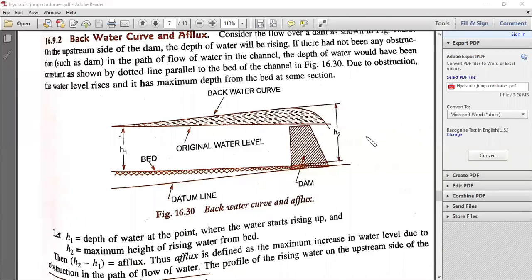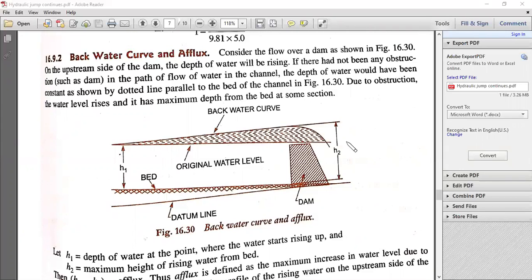Hello students. So we have left out the last part of Module 3: backwater curve and afflux. So what is this? Consider a flow over a dam.